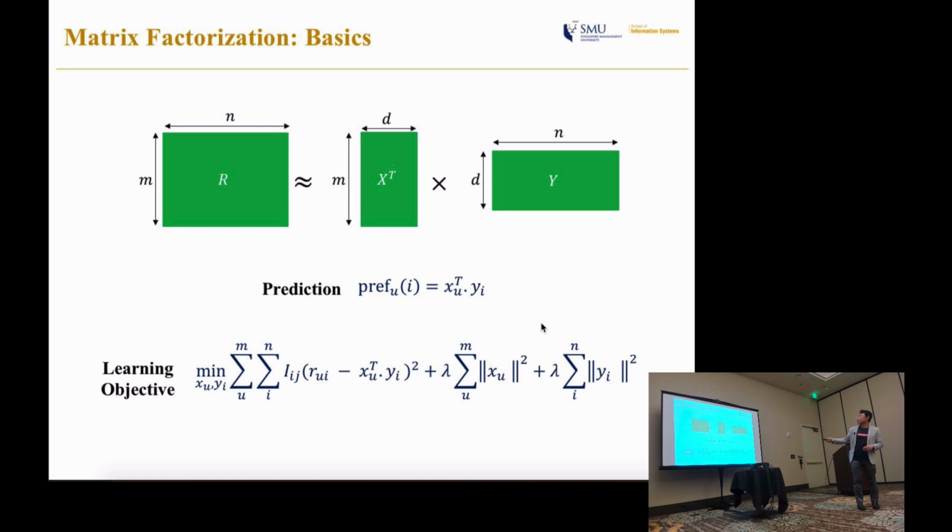Now, supposing m is the number of users and n is the number of items, so we will have a rating matrix. So this is going to be a rectangular matrix, m by n, most of which are empty, but some of which are filled with some rating values. And from there, we will try to factorize it into two submatrices.